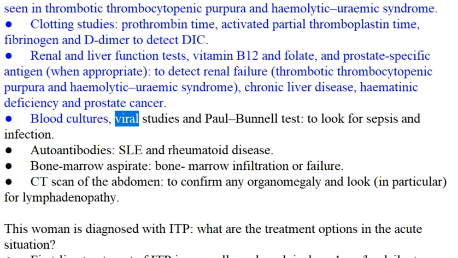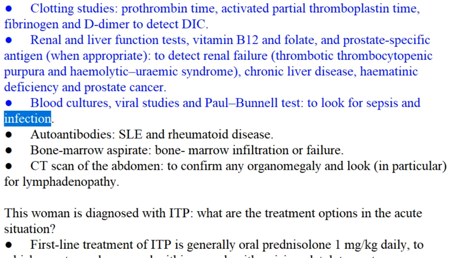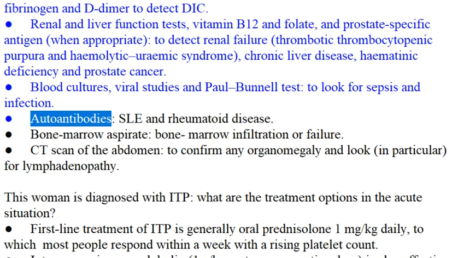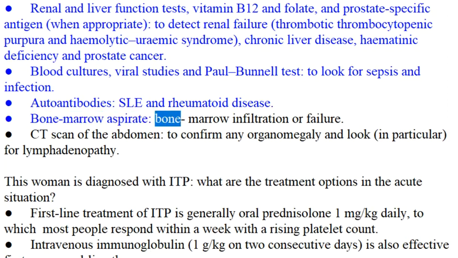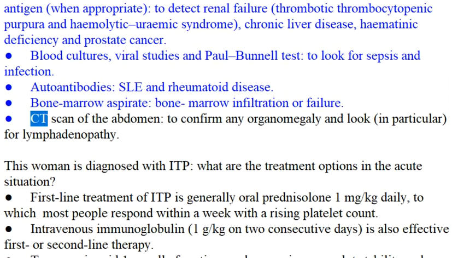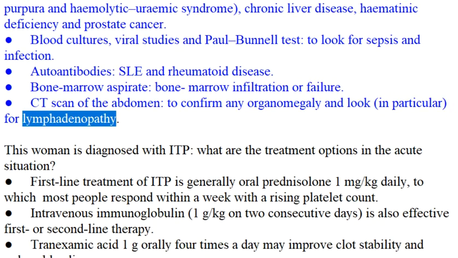Blood cultures, viral studies, and Paul-Bunnell test, to look for sepsis and infection. Autoantibodies: SLE and rheumatoid disease. Bone marrow aspirate: bone marrow infiltration or failure. CT scan of the abdomen, to confirm any organomegaly and look, in particular, for lymphadenopathy.